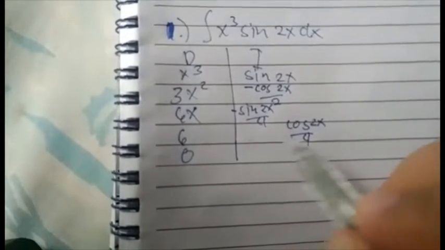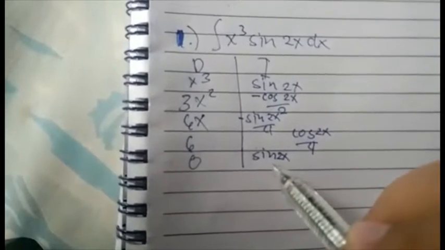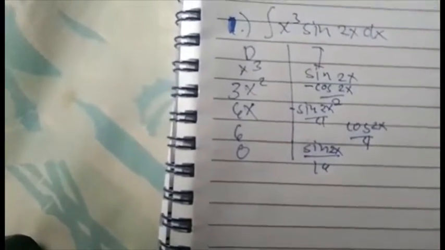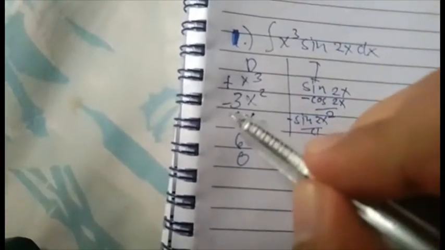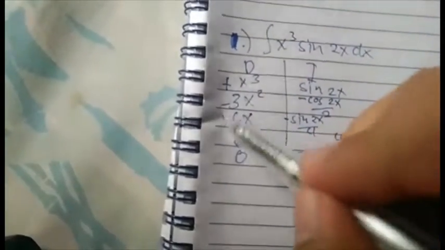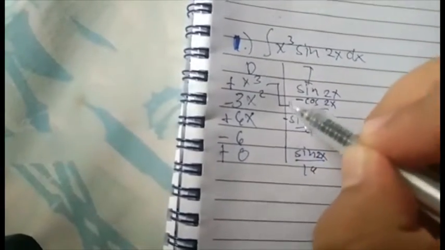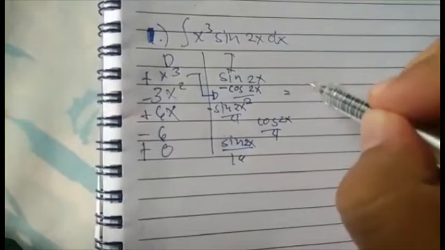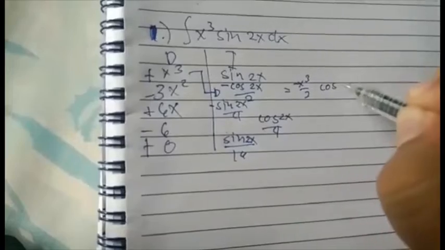The next integral is sine 2x over 16. Then we're going to put signs, positive, negative, positive, negative, positive here. Then we're going to solve by doing this. We solve it by crossing this out, and the answer of this will be negative x cubed over 2 cos 2x.